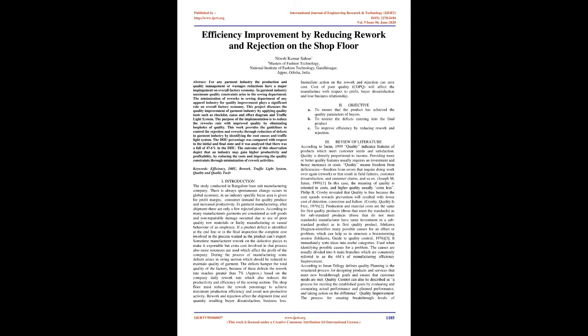If a product defect is identified at the end line or in the final inspection, the complete cost involved in the process is wasted as the product can't be exported. Sometimes the manufacturer reworks the defective pieces to make them exportable, but extra cost is involved in that process, and more resources are used, which affects the profit of the company. During the manufacturing process, some defects arise in the sewing section which should be reduced to maintain the quality of the garment. The defects hamper the total quality of the factory; because of these defects the rework rate reaches greater than 7% approximately, based on the company's daily rework rate, which also reduces the productivity and efficiency of the sewing section.